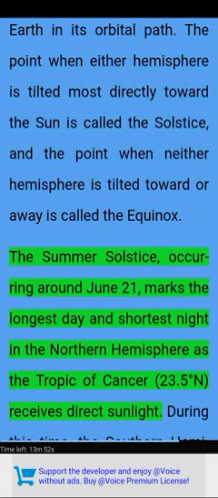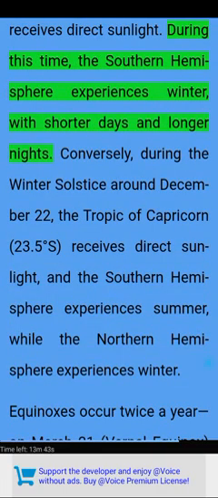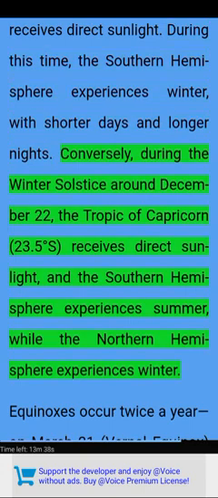The summer solstice, occurring around June 21st, marks the longest day and shortest night in the northern hemisphere as the Tropic of Cancer, 23.5 degrees north, receives direct sunlight. During this time, the southern hemisphere experiences winter, with shorter days and longer nights. Conversely, during the winter solstice around December 22nd, the Tropic of Capricorn, 23.5 degrees south, receives direct sunlight, and the southern hemisphere experiences summer, while the northern hemisphere experiences winter.